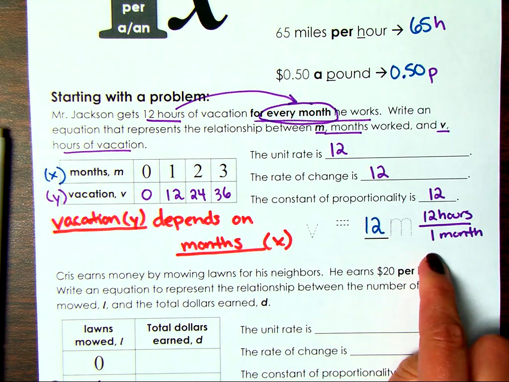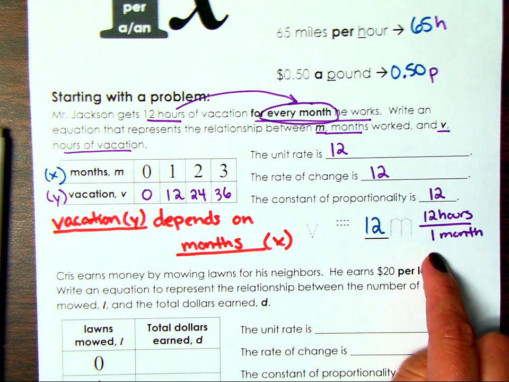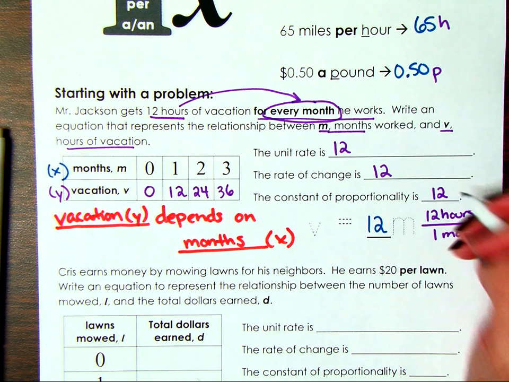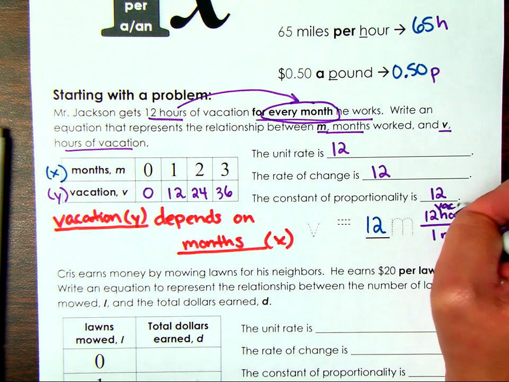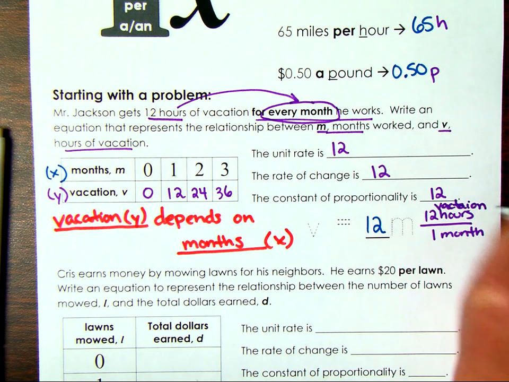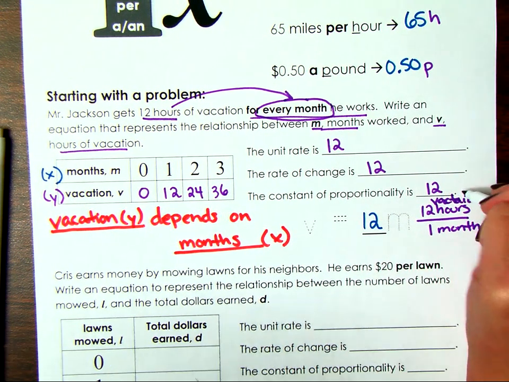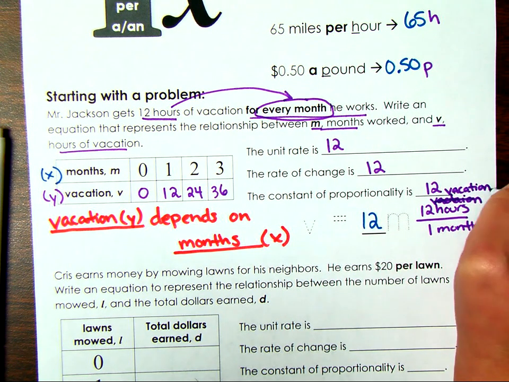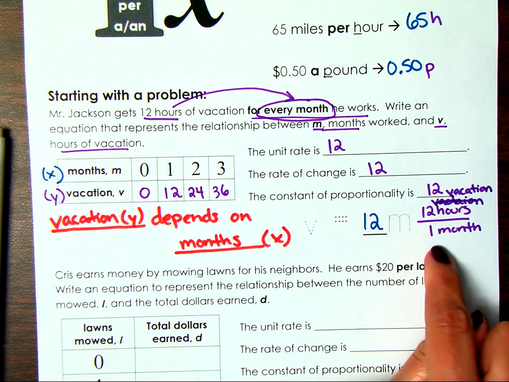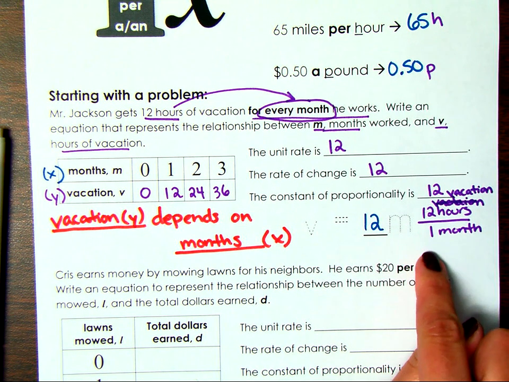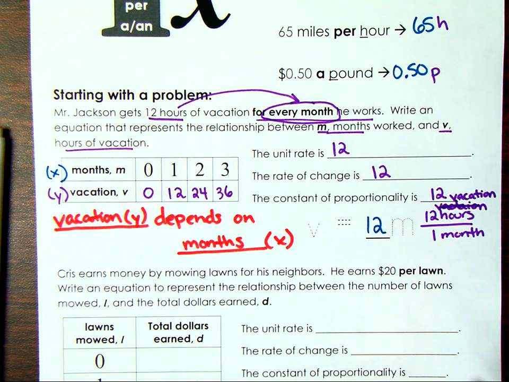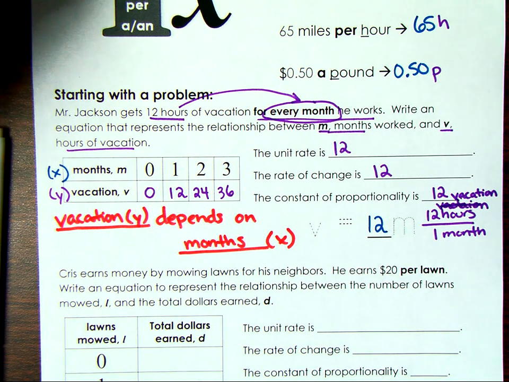A rate is a comparison between 2 unlike things. So hours and month are not like each other. And these are hours of vacation, vacation hours. Okay? And that way, vacation, I spelled that wrong. Vacation, there we go. So a rate is a comparison between 2 things. A unit rate is for every 1 of something. So we are looking for every 1 month. So those all reduce to the same thing. All right, let's keep practicing.